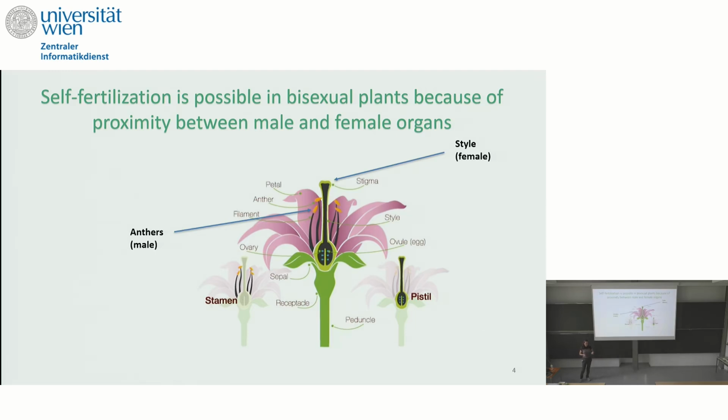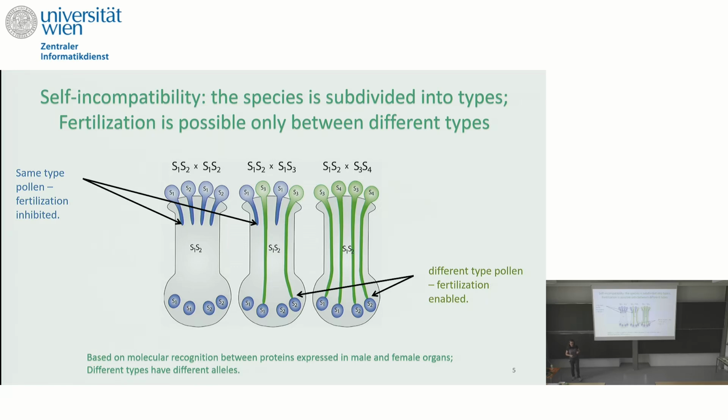And the problem with that is that a large proportion of the offspring could suffer from genetic defects or even be inviable. So in order to reduce or even eliminate self-fertilization, plants developed various mechanisms. Some of them are called self-incompatibility, and this is what I'll be talking about. Self-incompatibility means that the species is subdivided into multiple distinct types, typically a few dozen of them, such that fertilization is only possible between male and female gametes that have a different type.